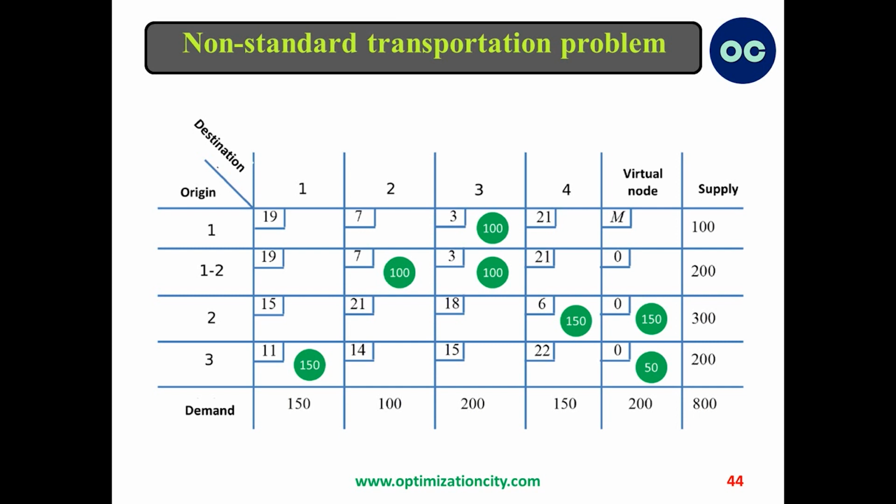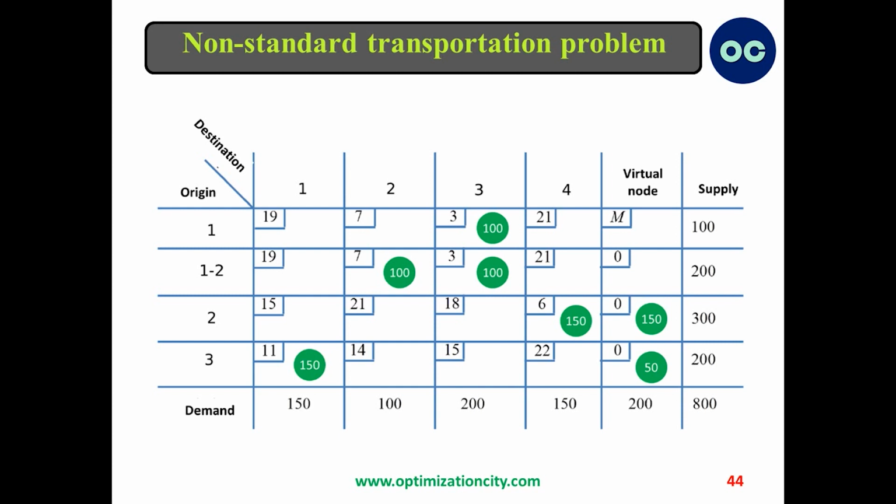Incorporating a new source increases the supply beyond the demand and requires inclusion of a virtual node. It's important to note that the virtual cell in row 1 is considered impossible and is assigned a cost value of M. This ensures that the supply node 1 maintains a minimum capacity of 100.